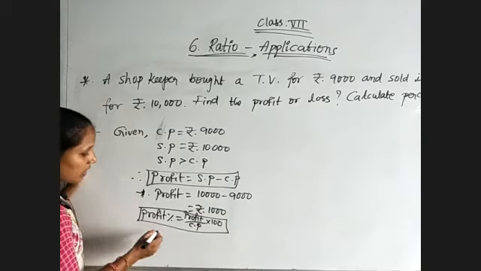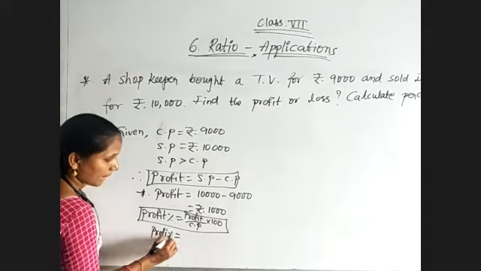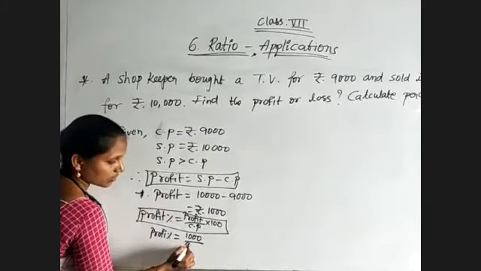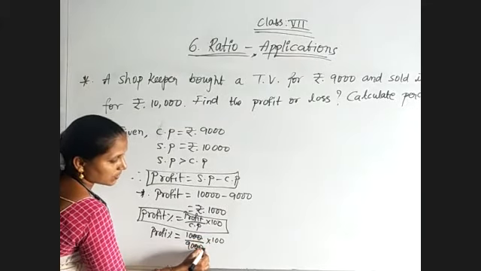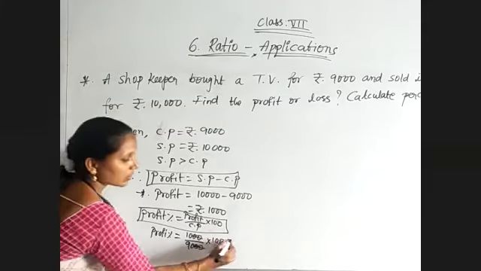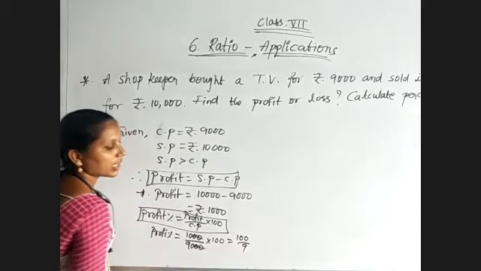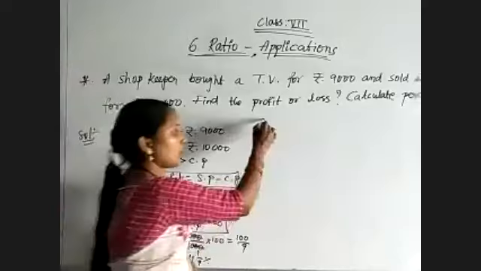Now observe here: profit percentage is equal to profit, which we got as 1,000 rupees, by CP of the TV, which is 9,000, into 100. The zeros get cancelled, leaving 100 by 9. Try to write it as an improper fraction. 9 elevens are 99 and 1 is left, so we get 11 1 by 9 percent. This is by using the formula.